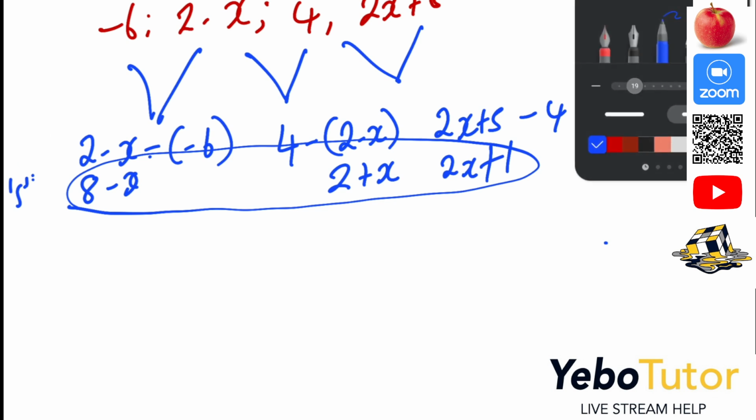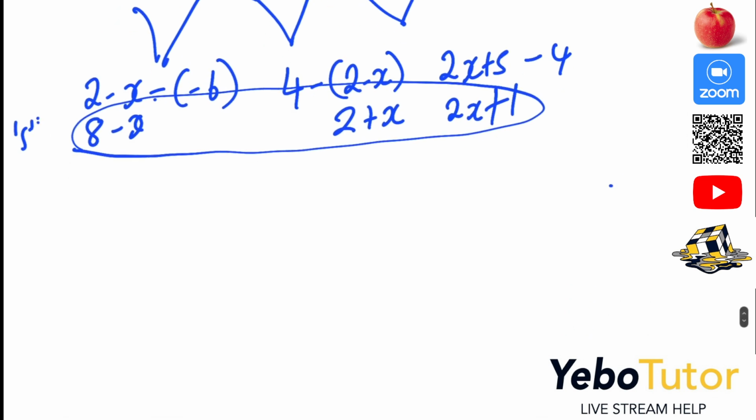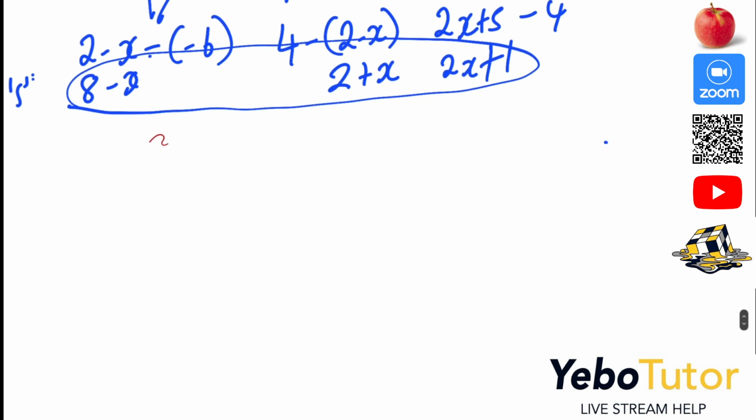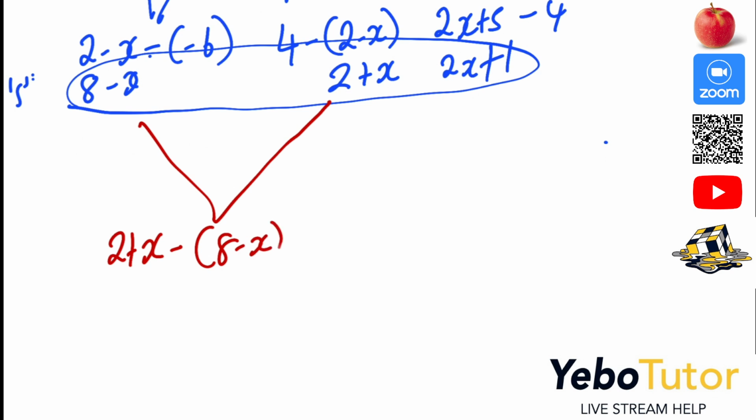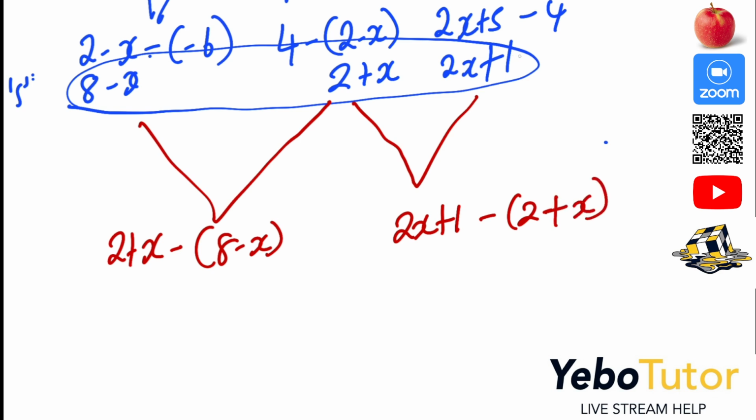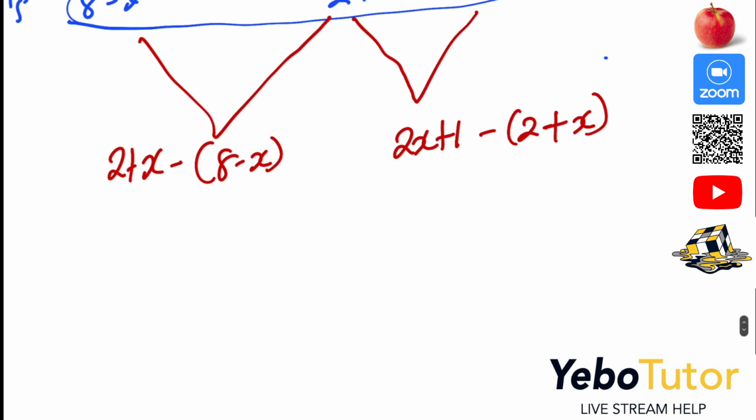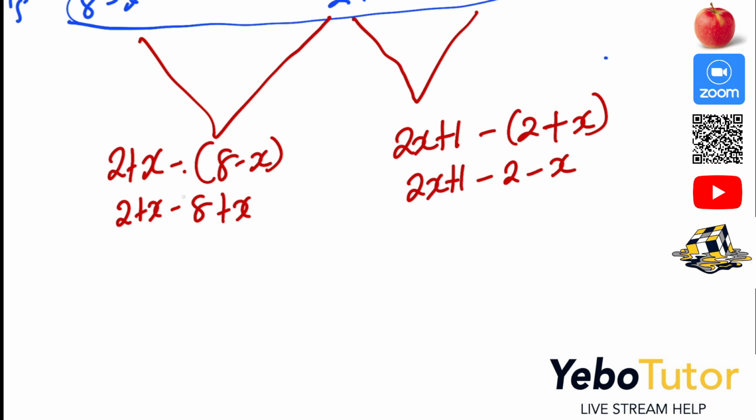Now we need to look for the second common difference, because we know by now that a quadratic sequence has a second constant difference. So now that will be your 2 plus x minus the previous term, which is 8 minus x. And of course that will be your 2x plus 1 minus 2 plus x. Forward term minus the previous one. Okay, now that will just be reduced to 2 plus x minus 8. Negative times negative, that's positive x. Okay, that will be 2x plus 1 minus 2. Negative times that will be negative x.